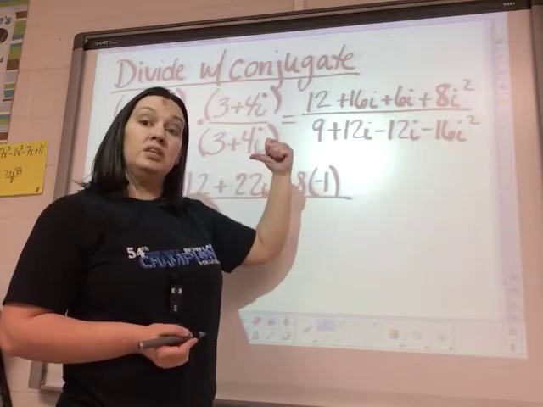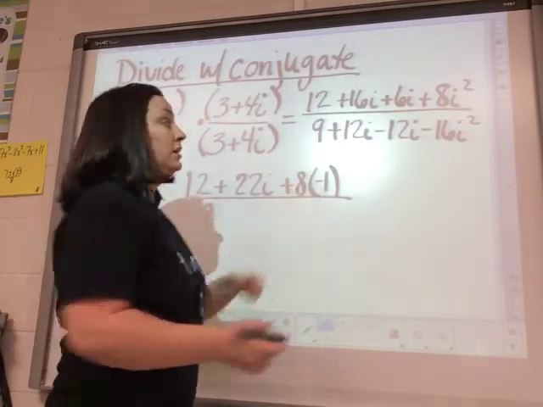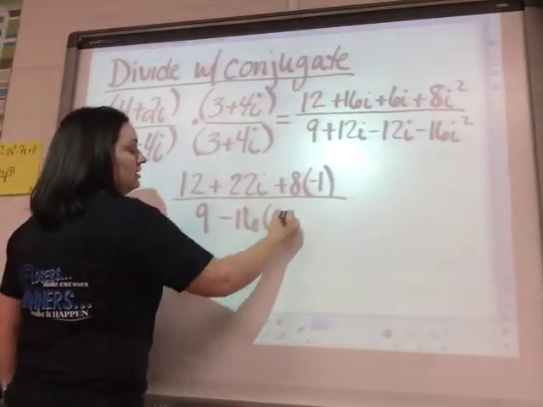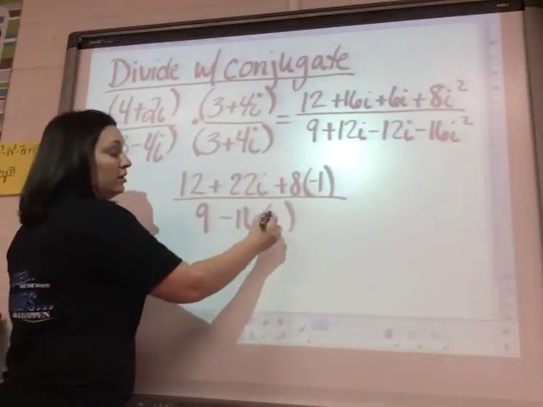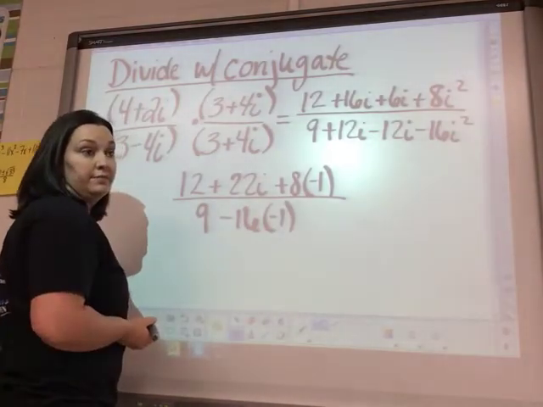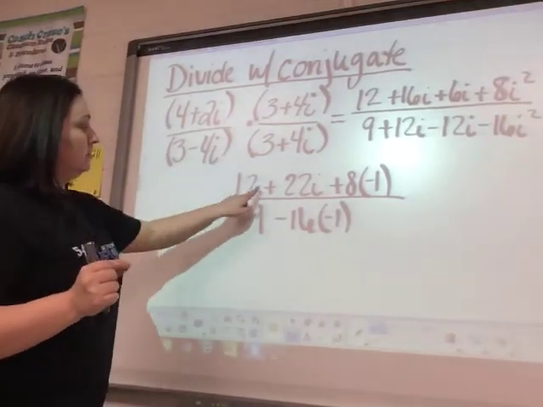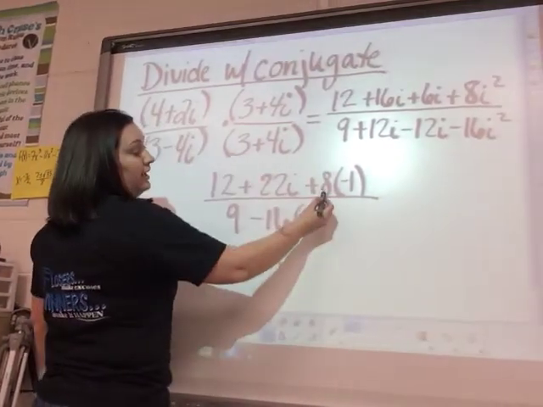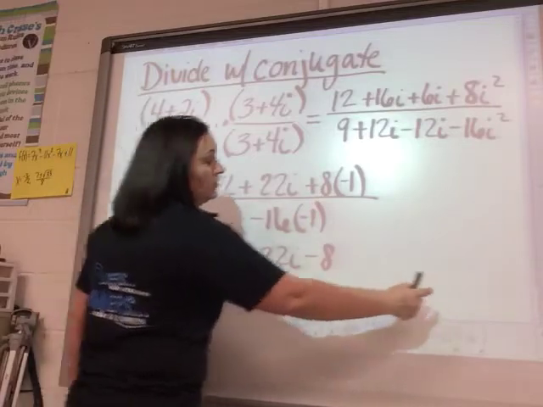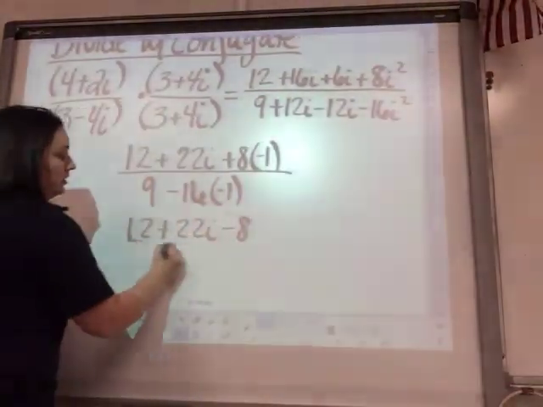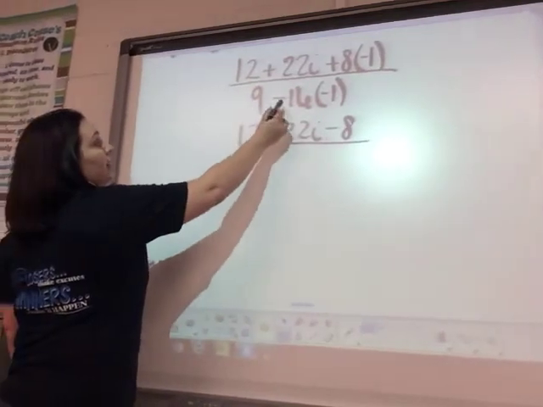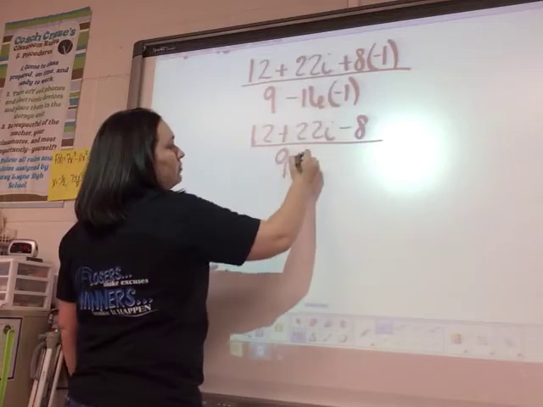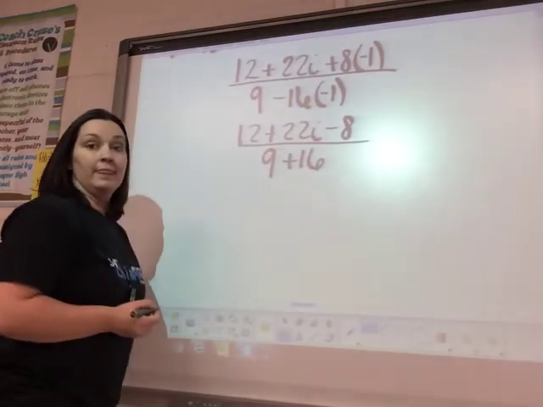That's the reason why you did what you did. You want that to go away. So this is going to be eliminated. You're left with minus 16 times i squared, but that i squared we know is a negative 1. So close to being finished. Continue. 12 plus 22i. 8 times negative 1 becomes a negative 8 now. All over 9 minus 16 times negative 1. Well, 9 and negative 16 times negative 1 makes a positive 16.